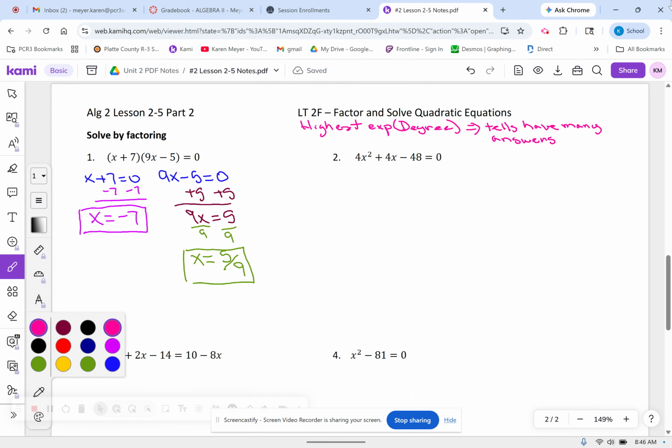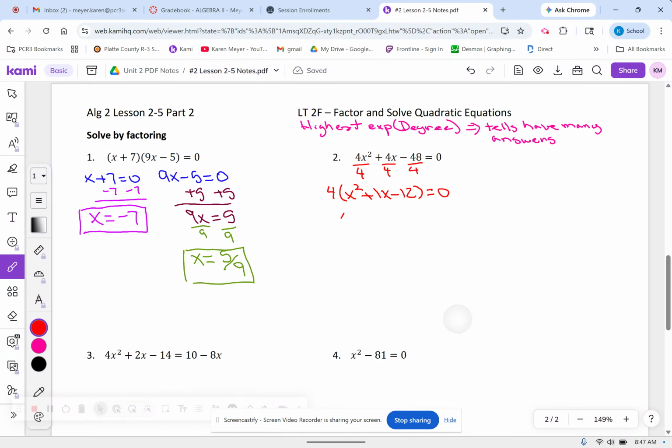Remember from our previous lesson, you need to make sure that all terms are on the same side, so it must equal 0 before we even start with our normal factoring steps. All terms are on the same side, so we're good to go. Check for a GCF. I notice that all of these numbers are divisible by 4, so let's take out a 4. That gives me x squared plus 1x minus 12.